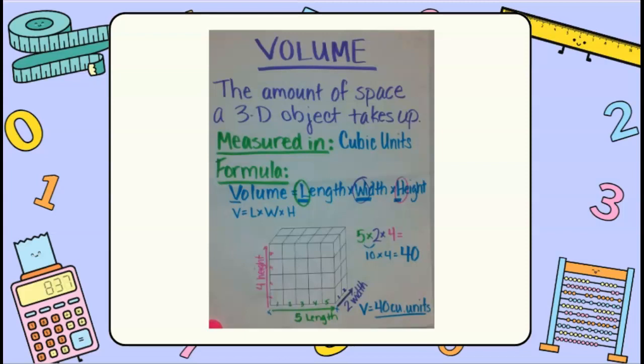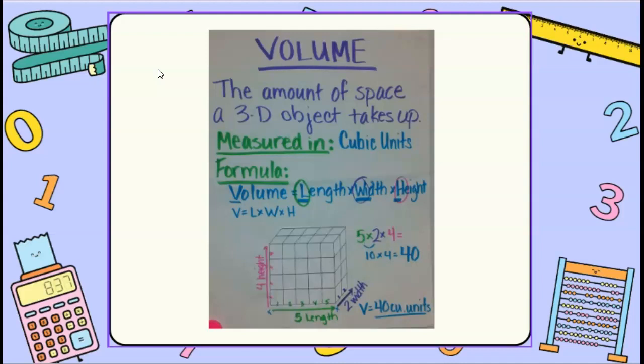Important things to know about volume is that we can measure volume in cubic units or through a formula that can tell us the actual measurements in feet, yards, meters, measurements of length like that. We know that volume is the amount of space that a 3D object takes up. So any object that you can touch that has any width or length to it has a volume.